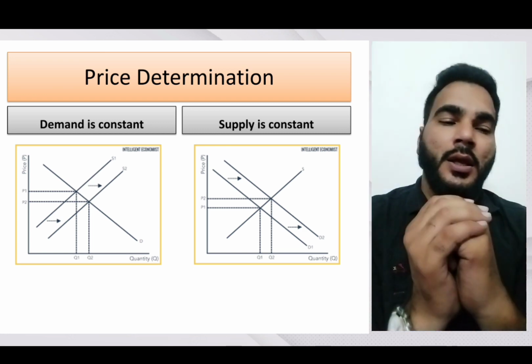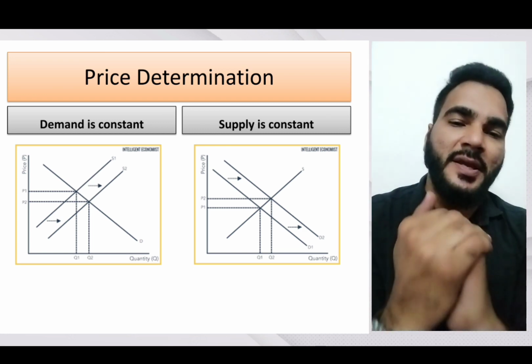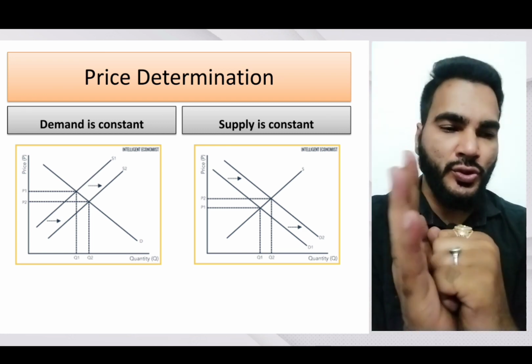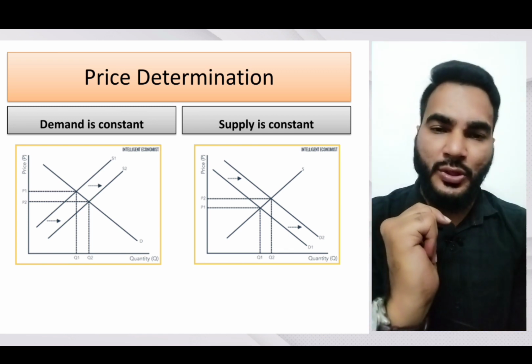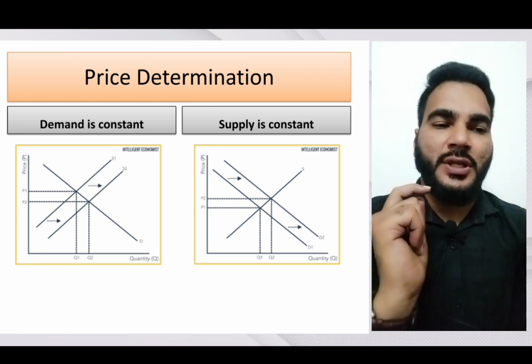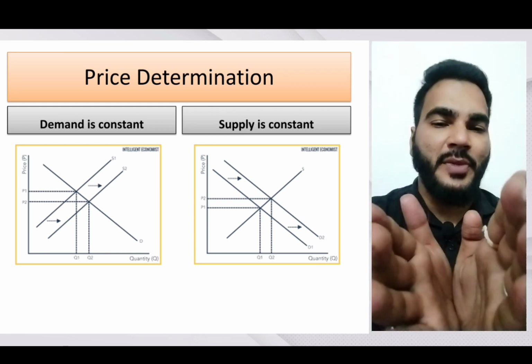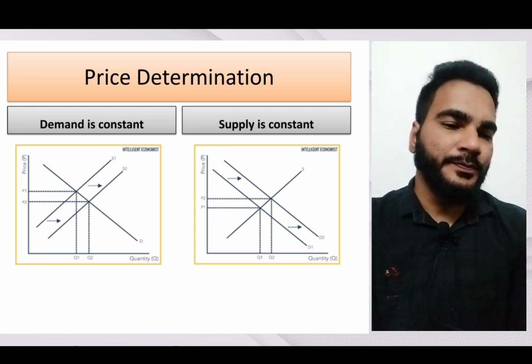The vice versa condition: if supply is constant and demand gets changed, you need to draw the supply curve. The supply curve goes upwards and is only one line, and then you draw the lines for the demand as well. So for demand there are two lines.